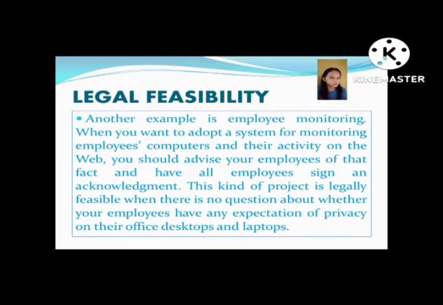Another example is employee monitoring. When you want to adopt a system for monitoring employees' computers and their activity on the web, you should advise your employees of the fact and have all employees sign an acknowledgement. This kind of project is legally feasible when there is no question about whether your employees have any expectation of privacy on their office desktops and laptops.